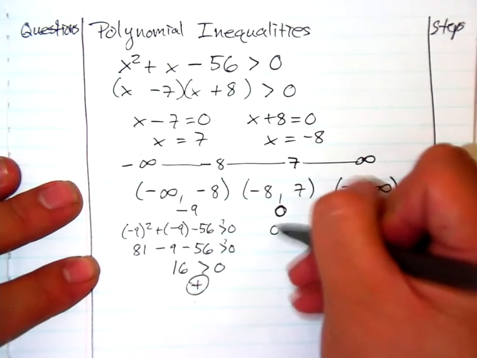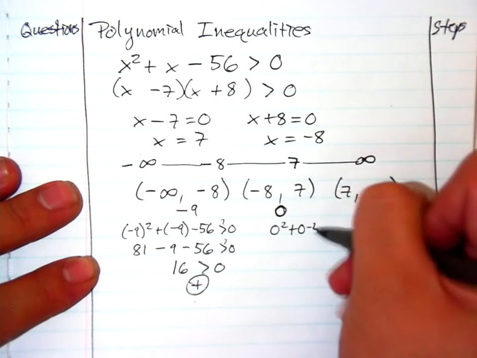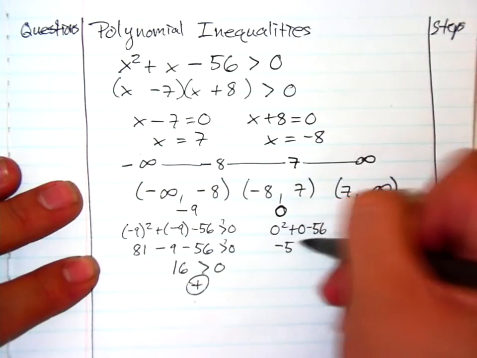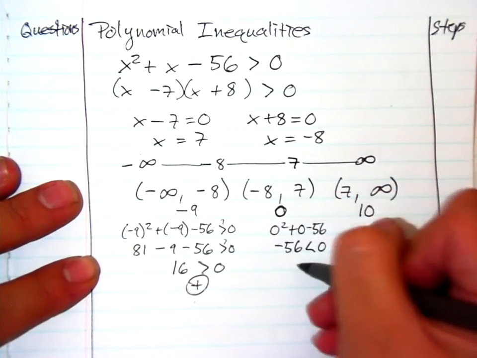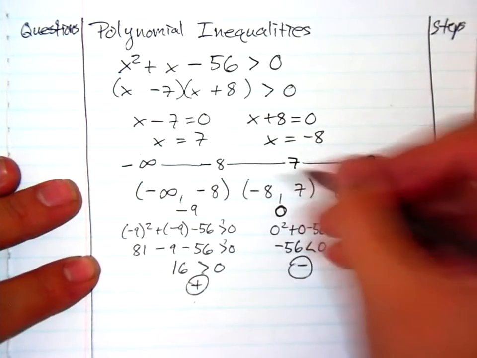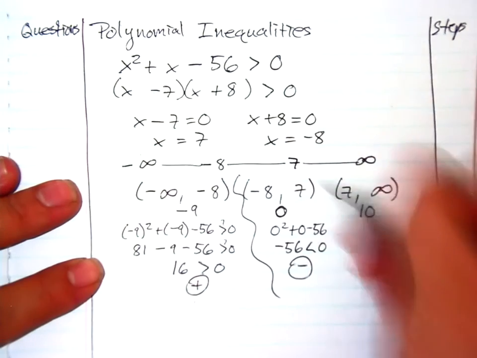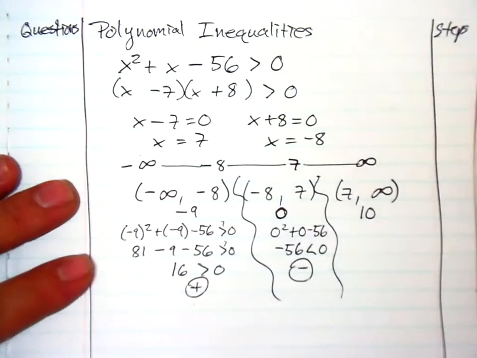Now 0 squared plus 0 minus 56. That one instantly I know is less than 0. So because it's negative, this one will not be part of our interval. So I'm going to set that off to the side right there.